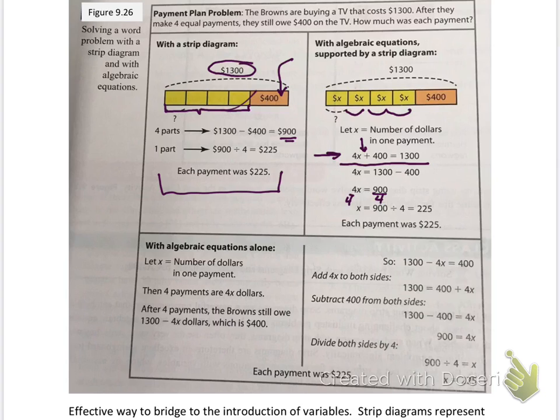So what if we eliminated the figure? Say you start out with a strip diagram in 6th, 7th grade. In 8th grade, you're starting to do this. This is 9th grade. No more figures, okay? So we just say, okay, x is going to be the number of dollars in one payment. Then 4 payments are 4x. After 4 payments, the Browns still owe 1,300 minus 4x, which is 400. So here you have your equation.